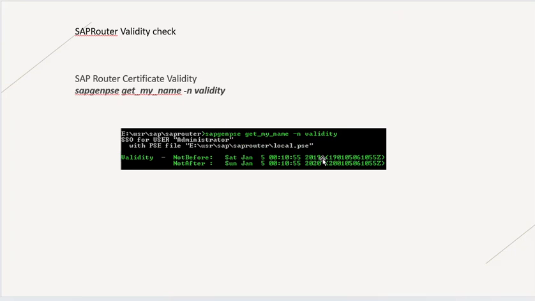You have to know the validity of your SAP router. sapgenpse get_my_name -n validity. So using this command, you will understand what your certificate validity is. You can use the same command before you execute the certificate response or request. So you can see start date and end date, everything you can see in the system.